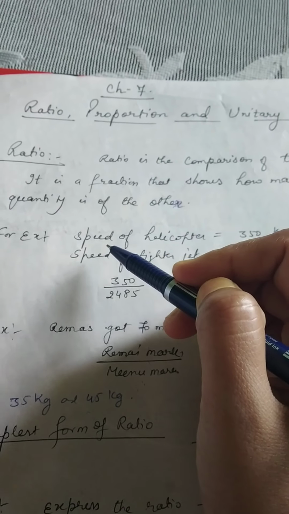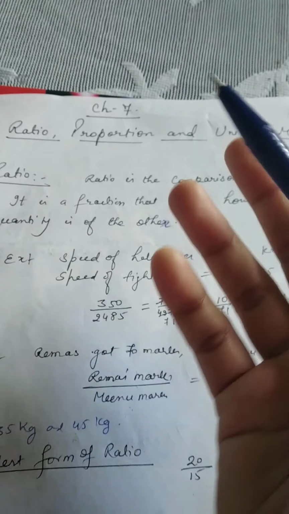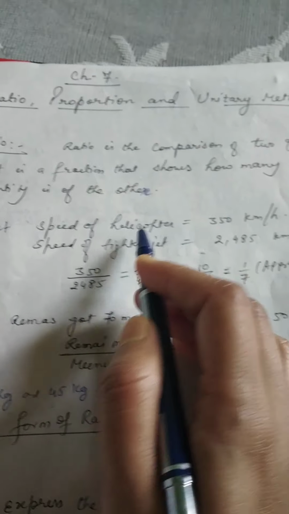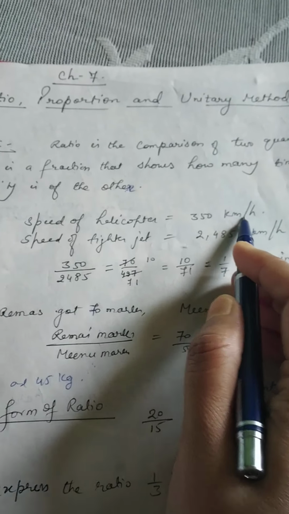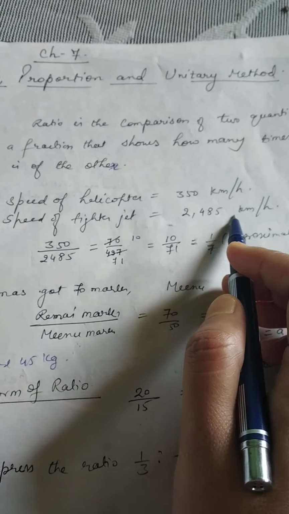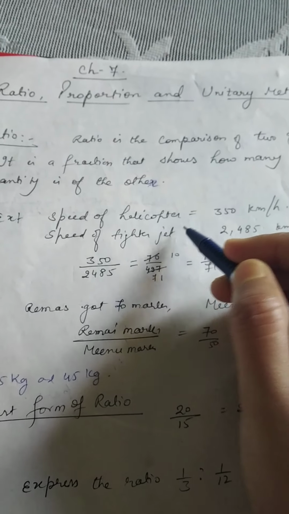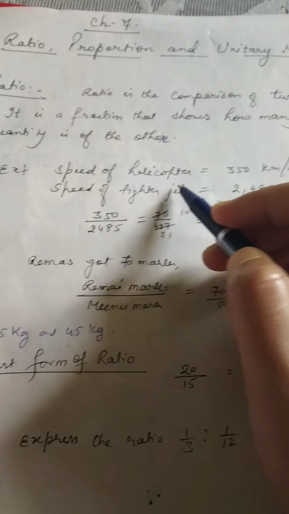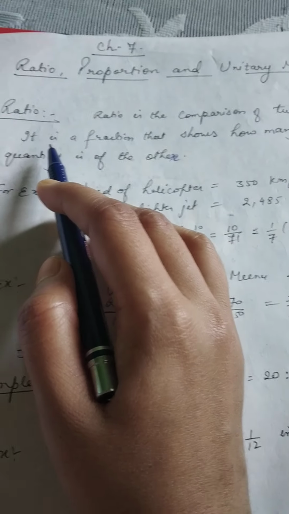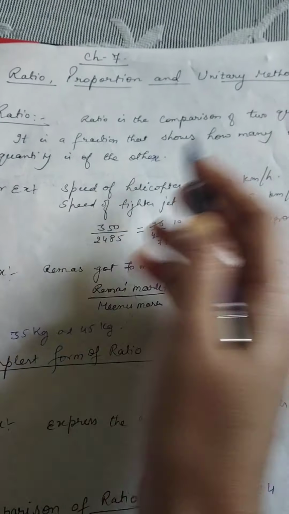Or suppose you want to compare your marks and your friend's marks. Any quantity, like the speed of train, speed of bus. Here I have taken a speed of helicopter is 350 km per hour and speed of fighter jet is 2485 km per hour. So we are comparing the speed of these two transport systems. A ratio is the comparison of two quantities, and it is a fraction that shows how many times one quantity is of the other.